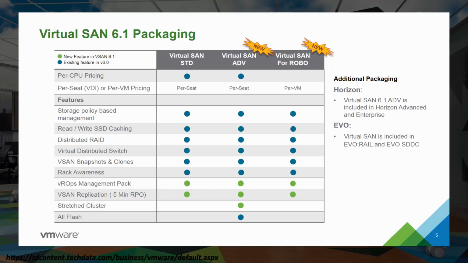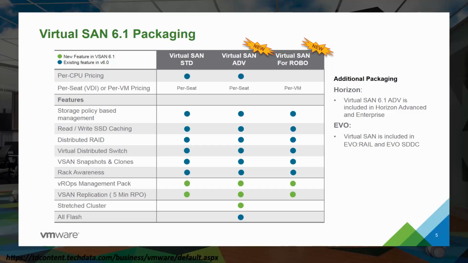And the second option with vSAN Advanced Licensing, which is for when you want to go with that all-flash configuration, both flash for caching and your capacity tier. It includes the stretch cluster capability as well. And finally, the third option is the vSAN Robo, which I mentioned in the previous slide.